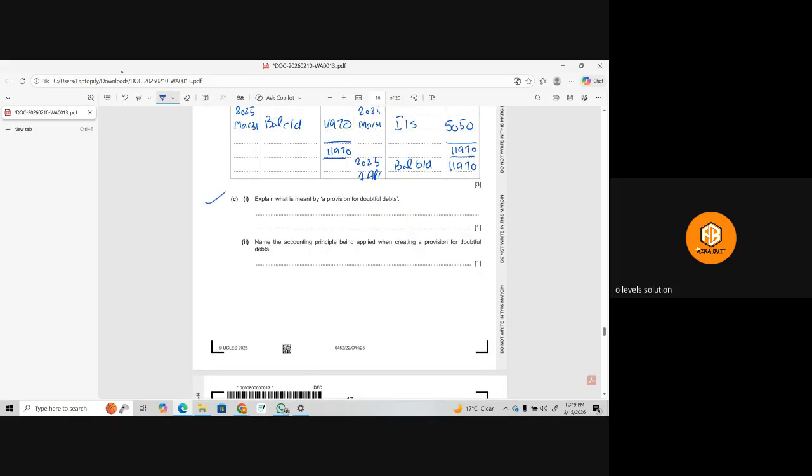Part C is they are saying, explain what is meant by provision for doubtful debt. Basically, this is an estimate of the amount which a business will lose in the financial year.